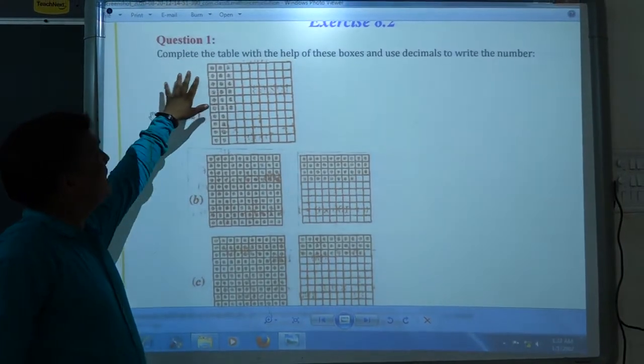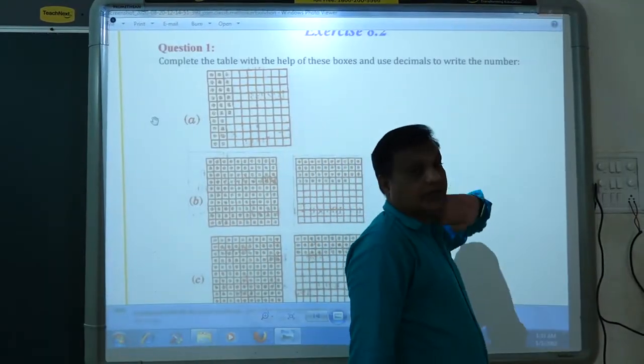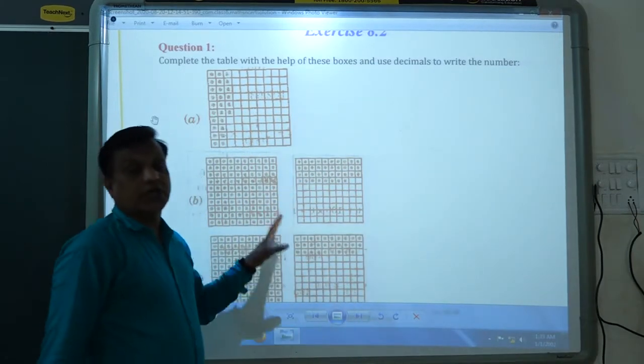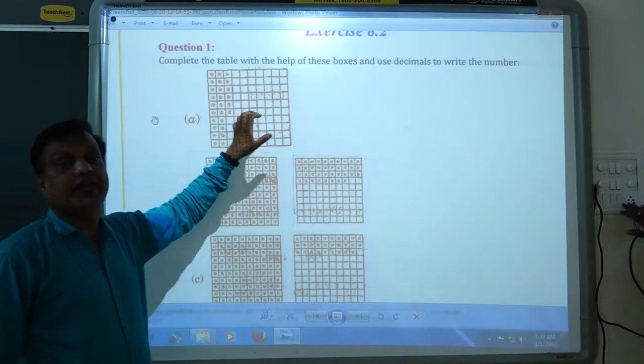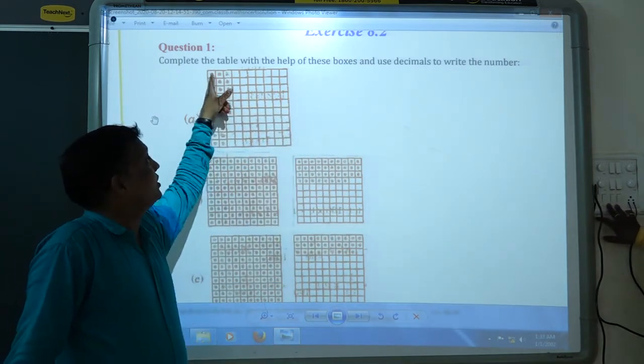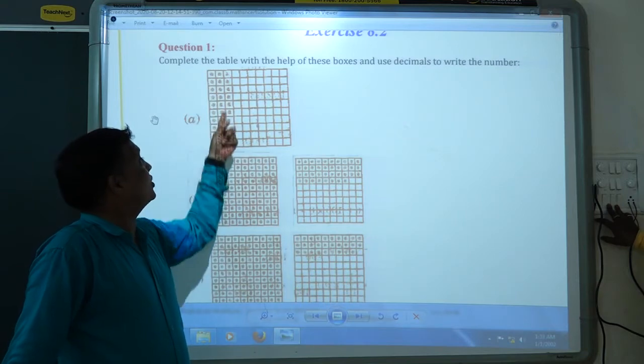The first question: complete the table with the help of these boxes and use decimals to write the number. Here are given some pictures. Below there is a table. By seeing this picture, you can complete the table. So this full box means 100. One total line means 10, the second total line means again 10.